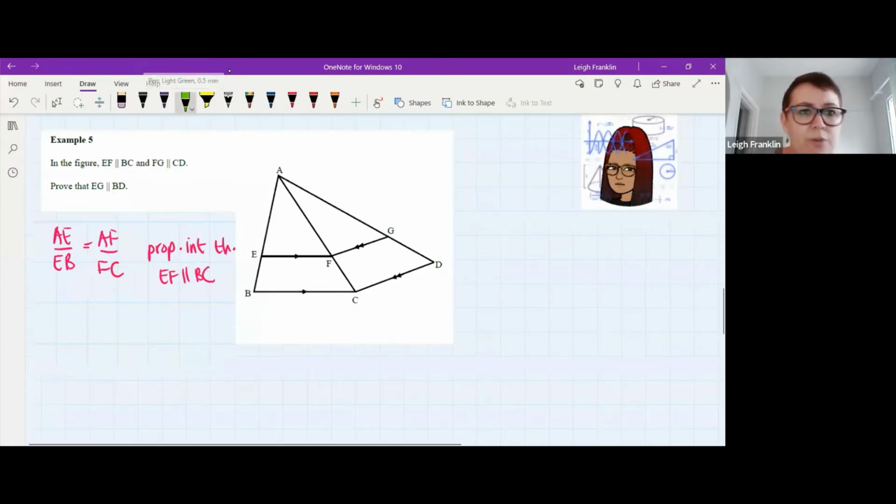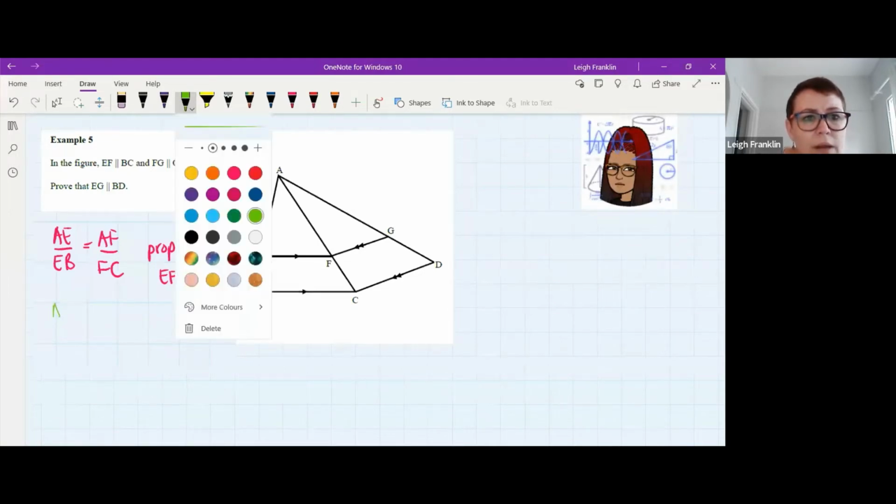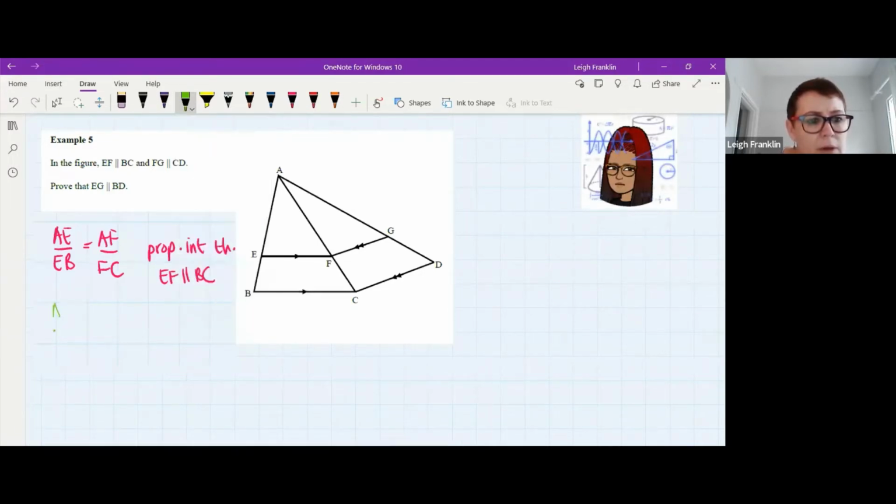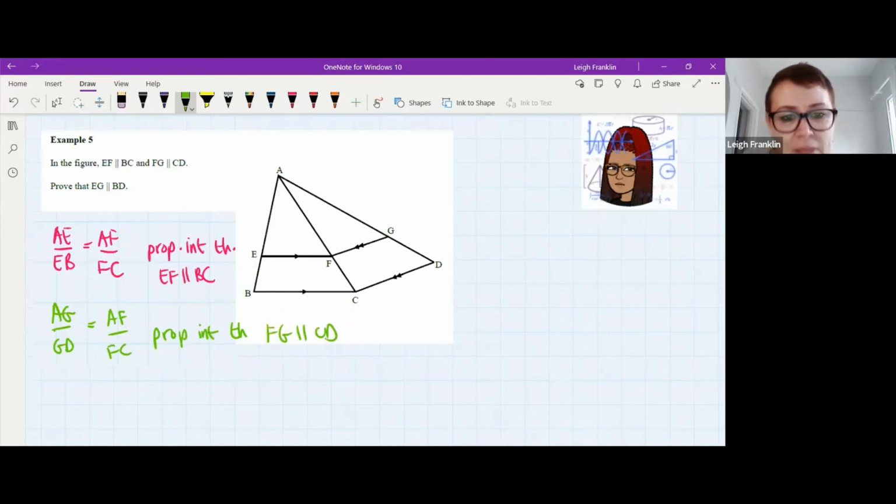What's the next thing that we need to do? We can do the same with the other triangle because they also have parallel lines. So we can say AG over GD is equal to AF over FC. Okay, let me just make my pen a little bit thicker. So you said AG over GD is equal to AF over FC. All right, and again, you said line parallel to one side of triangle, or we say proportionality intercept theorem. It doesn't matter which, but do not forget to name the parallel line. So FG parallel to CD.